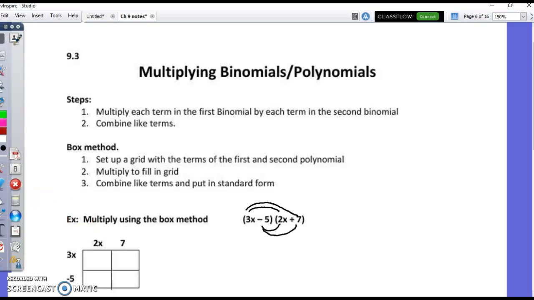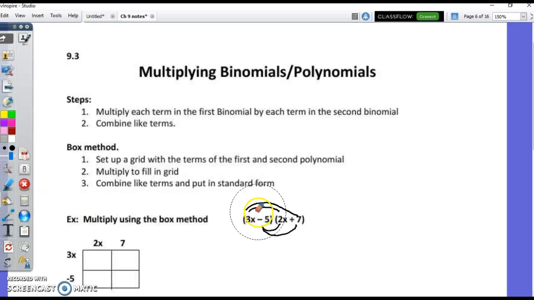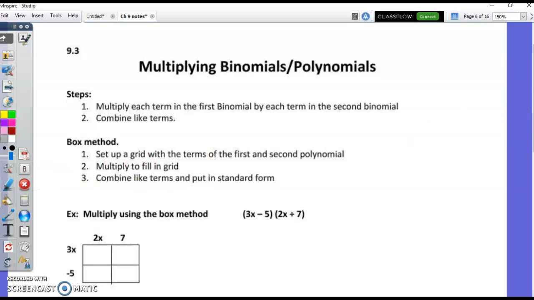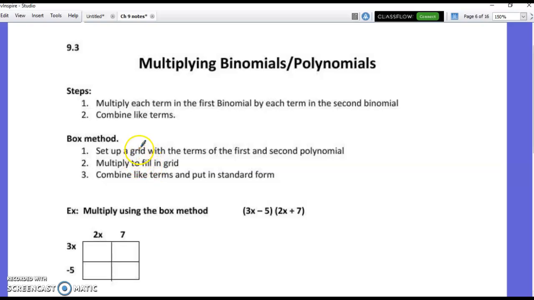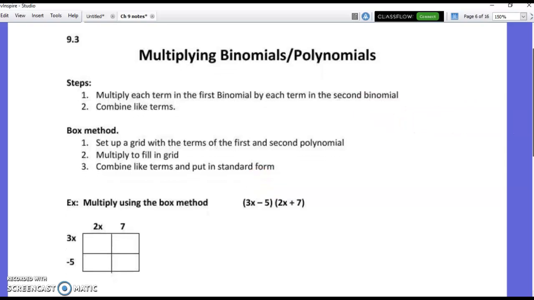You learned this method: first terms, outer terms, and then inner terms and last terms together. But we're going to use what I'm going to call the box method, which is similar to what we just did with monomials multiplying by binomials. So in this case, here are your steps. We're going to set up a grid with the terms of the first and second polynomial, multiply to fill in the grid, and then typically there are going to be like terms.